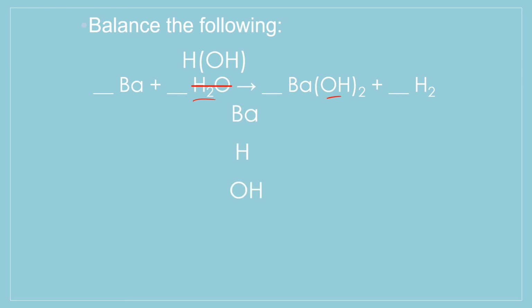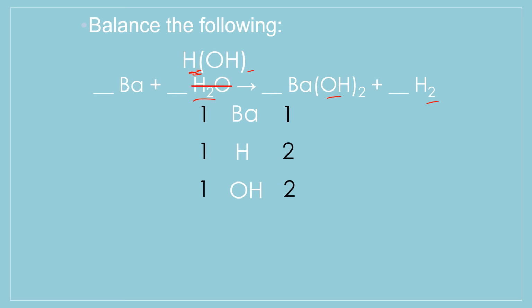Now counting my atoms, Ba is 1, H, y'all, is on the outside here. There's only one H, so 1. And then OH, I have no subscript, so it's a 1. On the other hand, I have Ba as 1, OH has a 2, so I'm going to put 2 for OH, and then hydrogen gas has a 2.